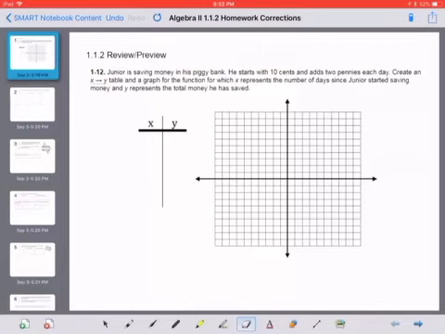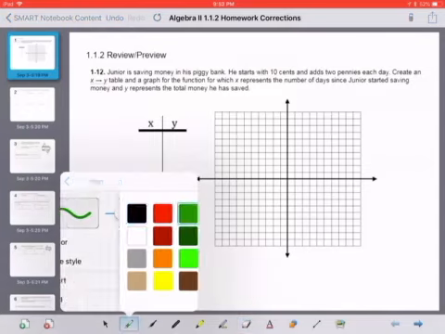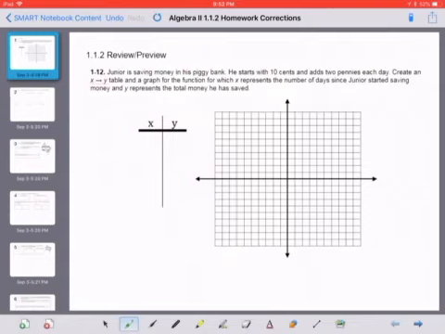Okay, here are the answers for the 112 review preview. So for problem number 1, we have Junior is saving money in his piggy bank. He starts with 10 cents and adds 2 pennies each day.